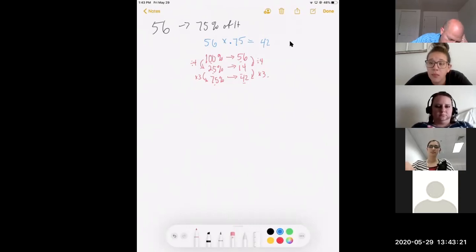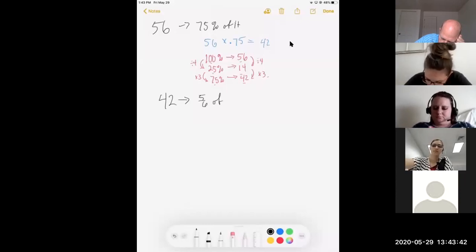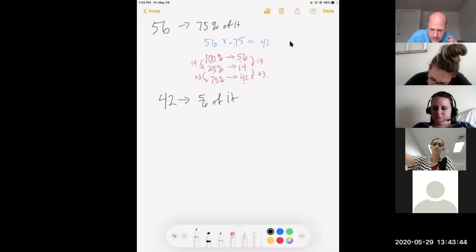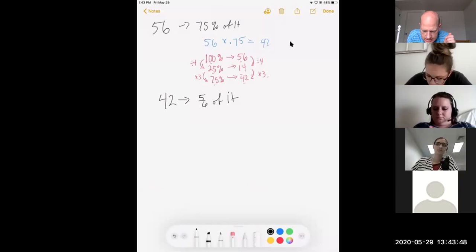Now, in the next part, we're going to do 5/6 of it. Once we get our 42 here, we're going to do 5/6 of that. How are we going to do 5/6 of 42? Any ideas?